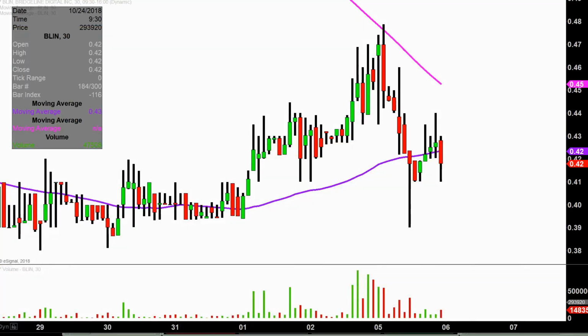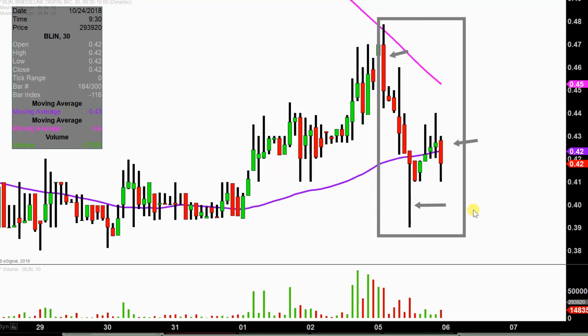Real quick, what do I mean by 30-minute, in case maybe you're new to charts? Instead of each one of these candlesticks representing one day's worth of price action, which is what you would normally see, each one represents 30 minutes. So all this here may look like several days worth of time. It's actually today's price action broken down into 30-minute time slices.